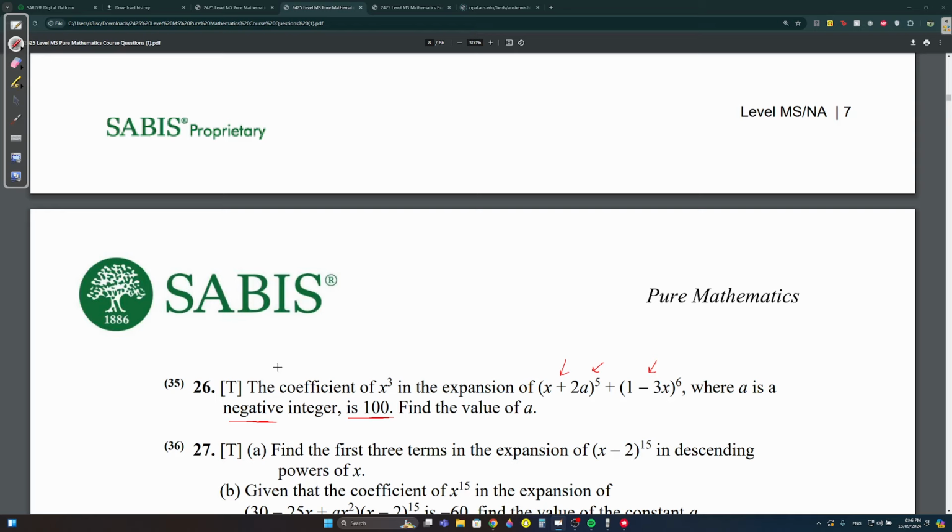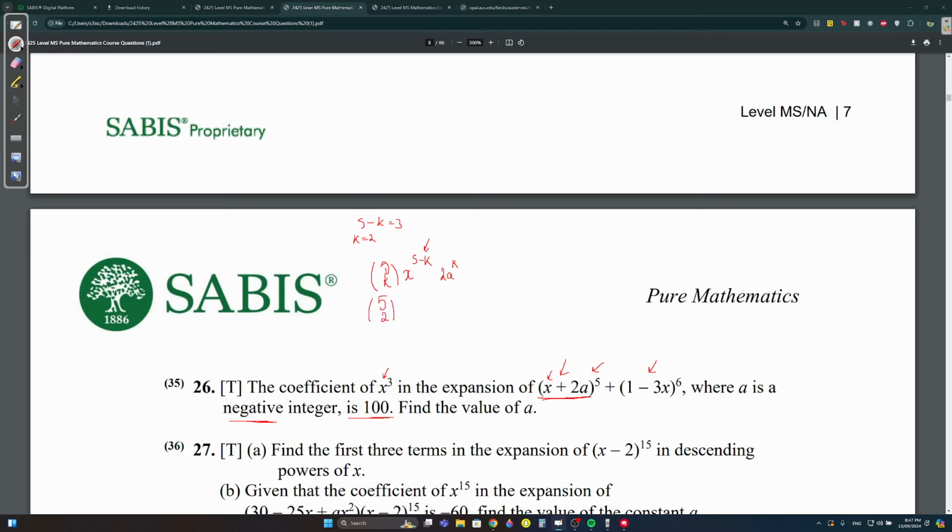Let's see. Hey, they want x cubed only. So do we have to expand the whole thing? No. So don't worry. X cubed, let's see here. What's the general term for this here? It's 5ck, x to the power of 5 minus k, 2a to the power of k, right? Okay, we want it to be cube. So we want this 5 minus k to be equal to 3. So we know that k equals 2, right? So we're going to find when k equals 2.